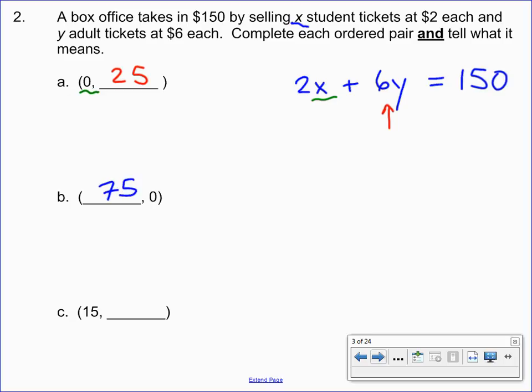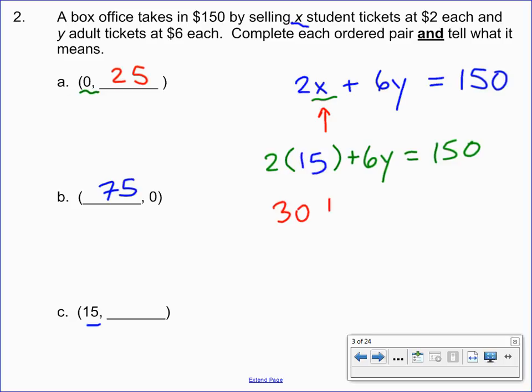And then lastly, suppose we sold 15 student tickets. If we sold 15 student tickets, then right in there for X, we'd go ahead and put 15. And then we could solve for Y to see how many adult tickets we'd have to have sold. So here we go, 15 in for X. We'll go ahead and distribute and get $30 plus 6Y equals $150. Subtract over the $30.